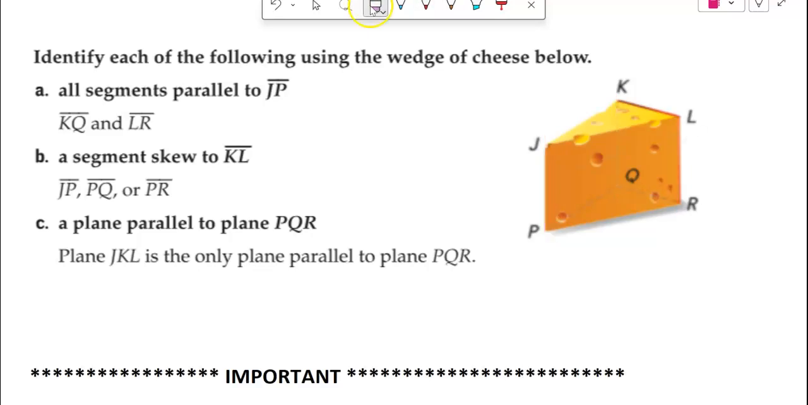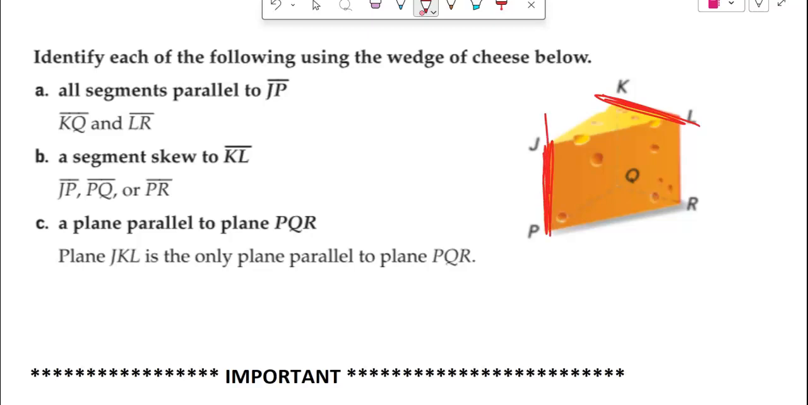Okay, segments skew to KL. So KL is right here. Why is QR not skew to KL? They're on the same plane. They're going the same direction. This back part of the cheese right here, this rectangle, KL and QR are on the same plane. So they're going the same direction, so they're parallel. So skew to KL would be JP, right?